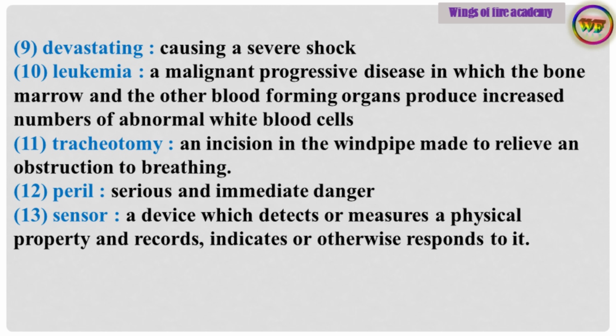10. Leukemia. A malignant progressive disease in which the bone marrow and the other blood-forming organs produce increased numbers of abnormal white blood cells. 11. Tracheotomy. An incision in the windpipe made to relieve an obstruction to breathing. 12. Peril. Serious and immediate danger. 13. Sensor. A device which detects or measures a physical property and records, indicates, or otherwise responds to it.